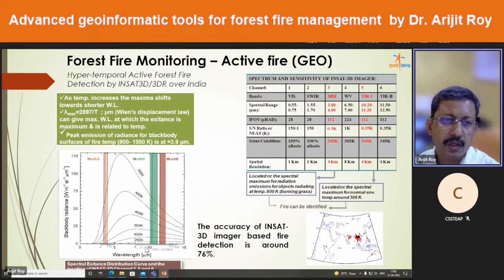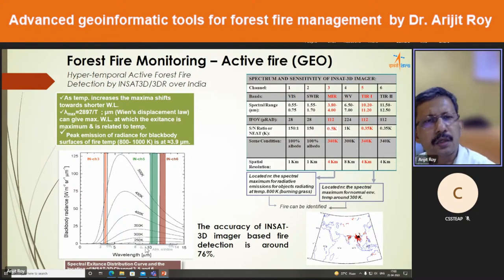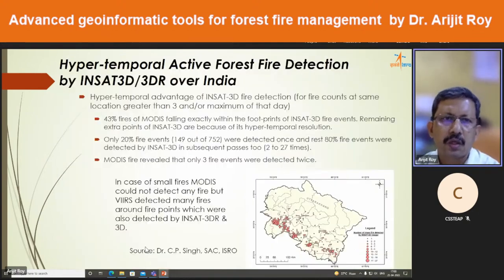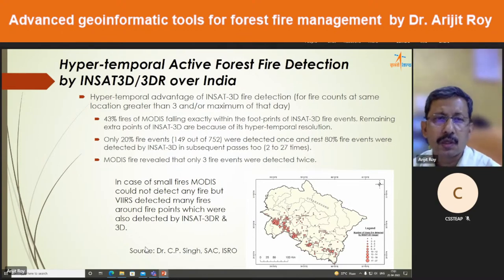So if you see the spectral distribution curve, you can see that as the temperature increases, the maxima shifts toward the shorter wavelength, basically the Wien's displacement law, and it basically gives a peak emission of radiance of a black body, which is at 3.9 micrometer, which is the band 3 of the INSAT channel. So using this, we are able to provide a hypertemporal fire detection over a particular region.